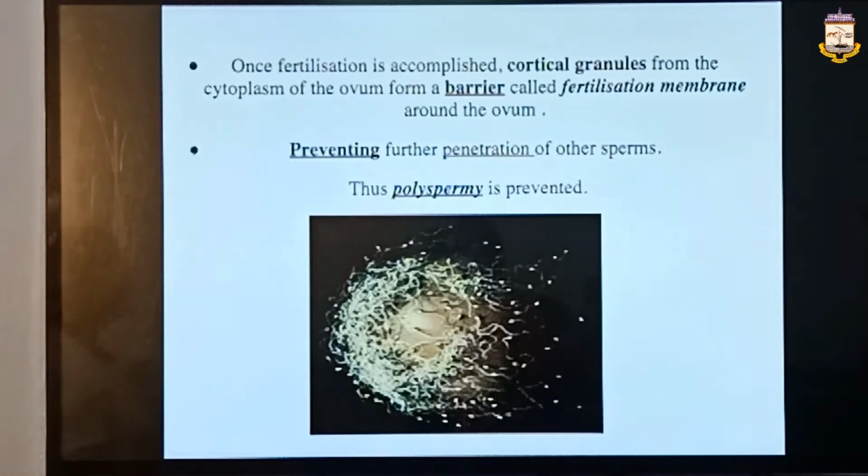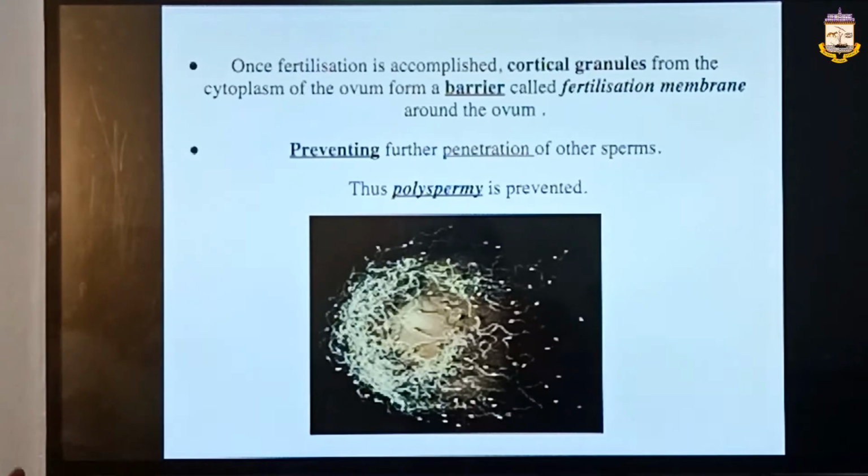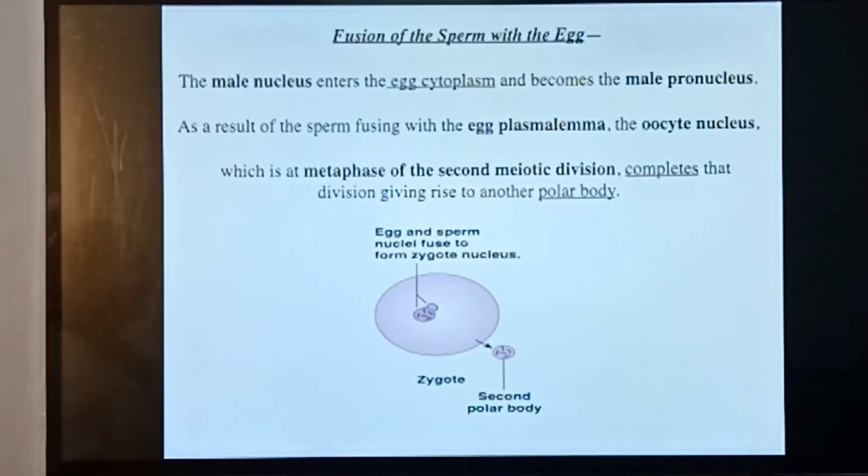So once fertilization is accomplished, see the diagram here, so many sperms are waiting outside. Immediately the cortical granules present in the cytoplasm of the egg will form a barrier, what you call the fertilization membrane, immediately around the ovum, so that no more sperms are allowed to enter inside the egg. So polyspermy is prevented. Then after that, the fusion of the sperm with the egg.